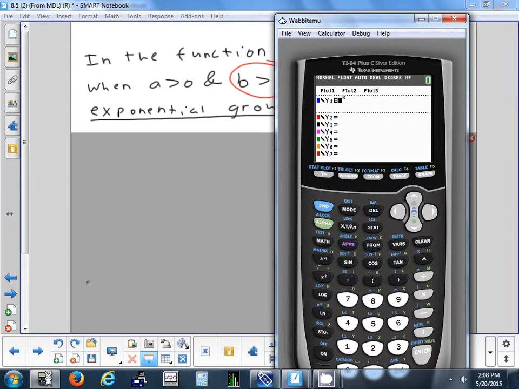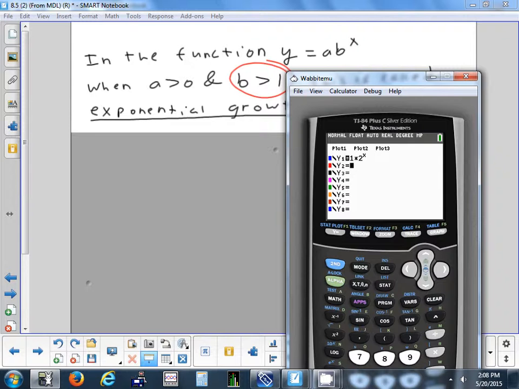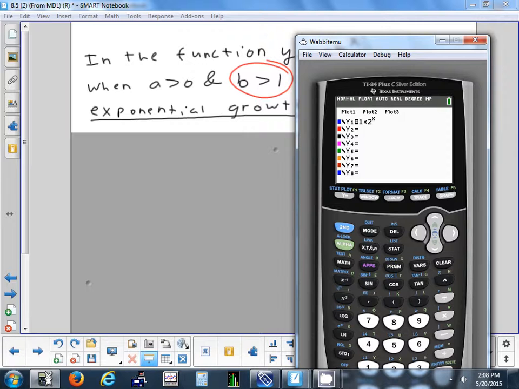Okay, look at the one in blue. What's A in the one in blue? 0. 1 times 2 to the x. Oh, 1. A is 1. Okay, what's B? 2. B is 2. Okay. Is 2 bigger than 1? Yes. So this graph, if I draw it, because I picked a number for B that's bigger than 1, it's exponential growth. Okay, it goes up very quickly.